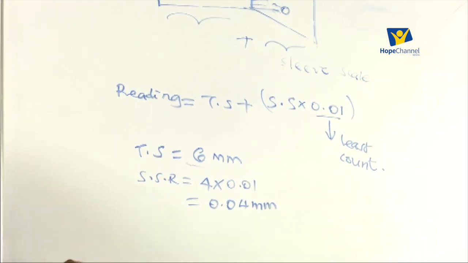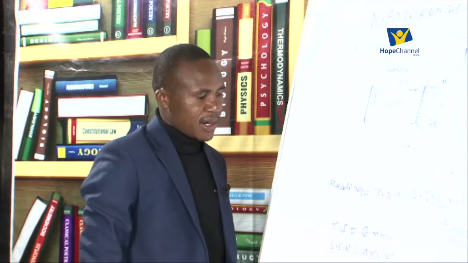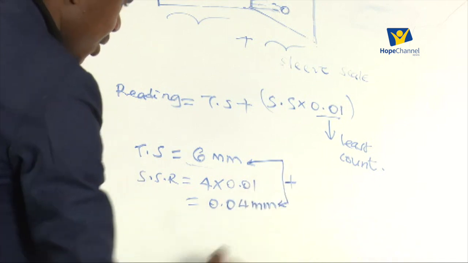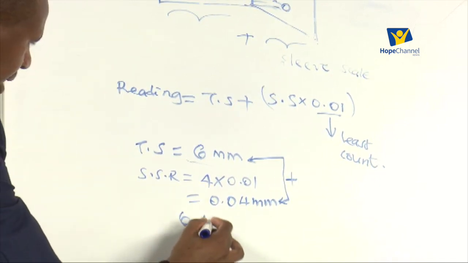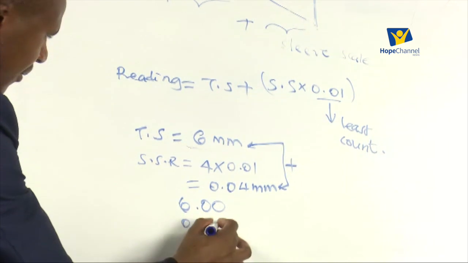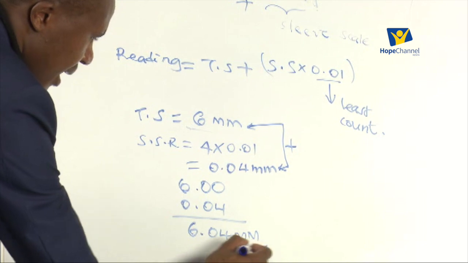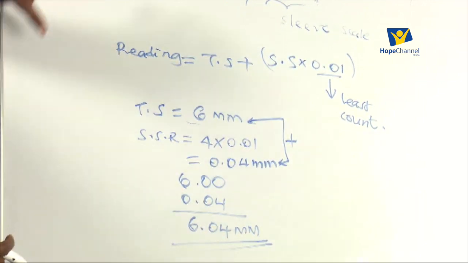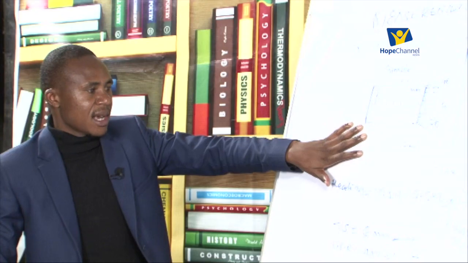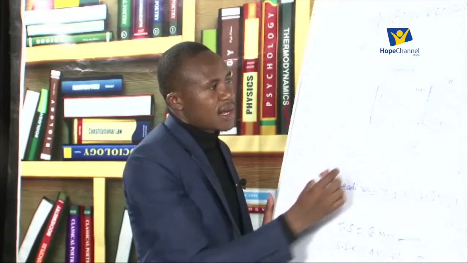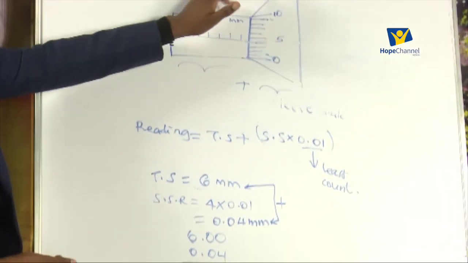So the total reading displayed by that micrometer screw gauge is the summation of the thimble scale and the sleeve scale. We add these two, and we have 6.00 plus 0.04. This gives us 6.04 millimeters. So that is the correct reading displayed by the micrometer that we are seeing here on the board. The important thing for us to note is that when we are taking the reading, we consider two scales. We have the thimble scale, the one which is straight, and then we have the sleeve scale, the one which is circular on the other side.